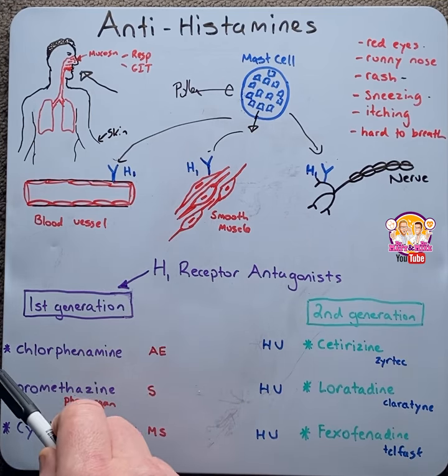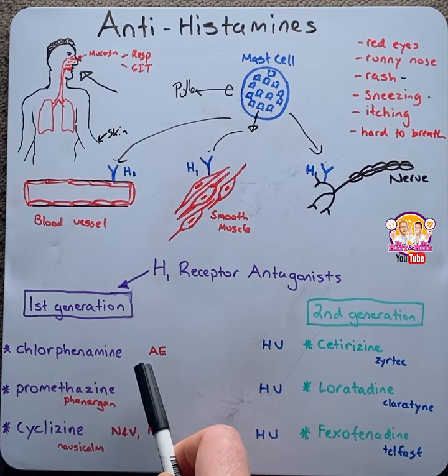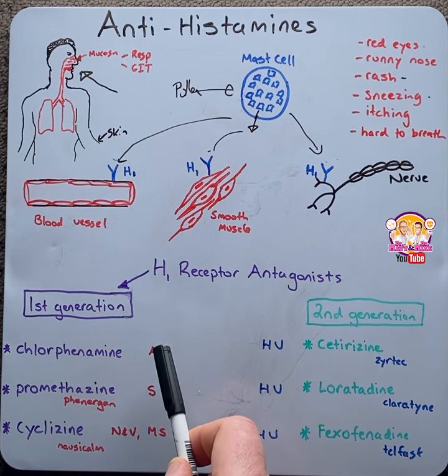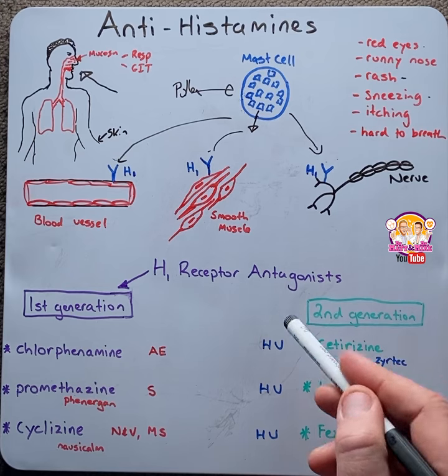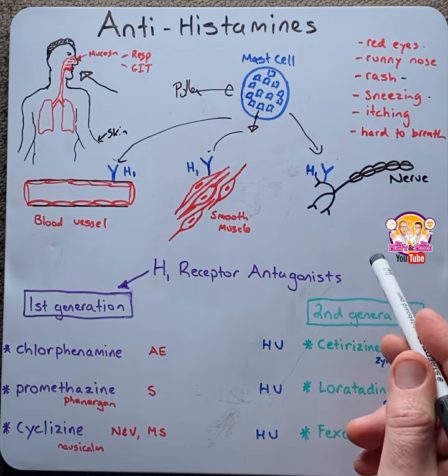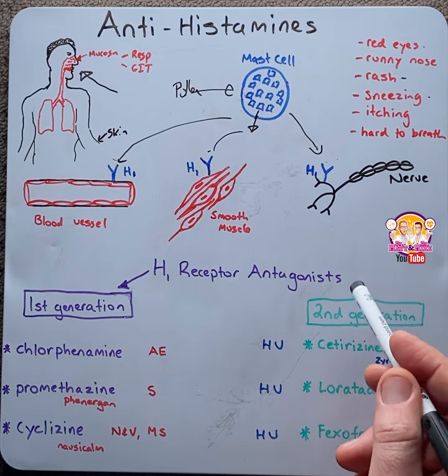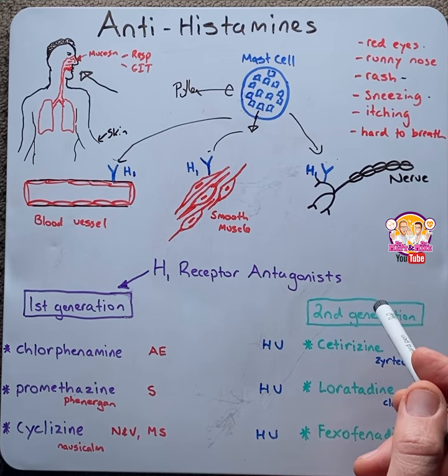The first drug, chlorphenamine, can be used in more emergency setting allergies, whilst promethazine or Phenergan is actually sometimes used for its sedating properties, whilst cyclizine, sometimes known as Nausicalm, can be used in motion sickness and for nausea and vomiting. The second generation category don't cross the blood-brain barrier as easy, therefore they are generally known as non-drowsy antihistamines.